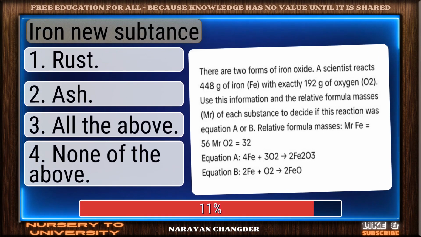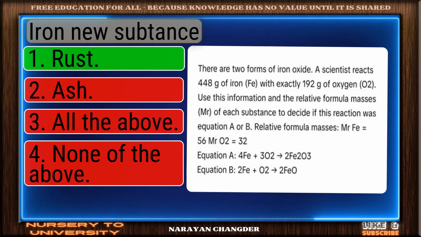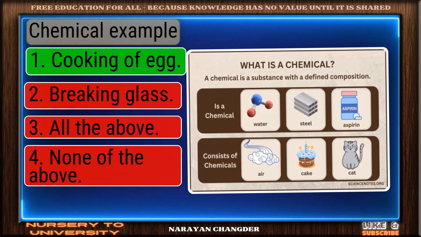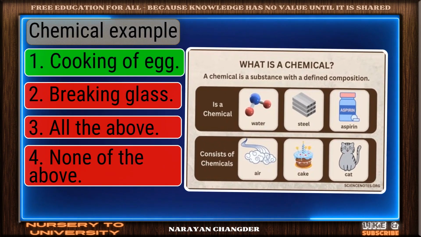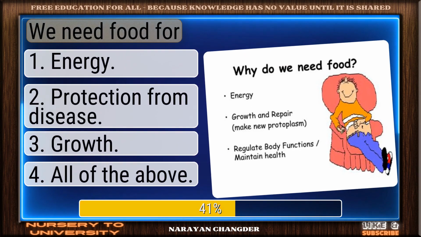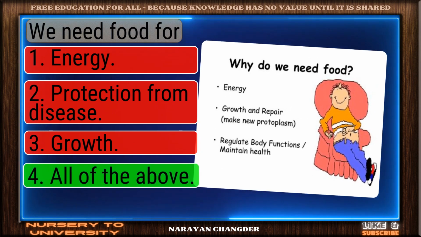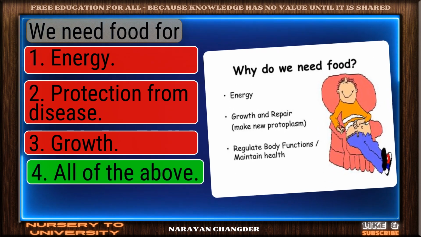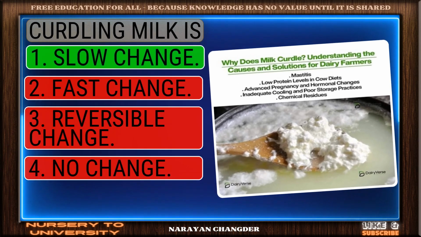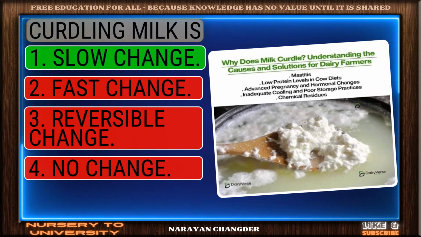Iron new substance. Excellent. Rust is a brilliant choice. Chemical example? Perfect. Cooking of egg is the correct choice. We need food for? Solid response. All of the above is a valid choice. Curdling milk is? Clear logic. Your choice slow change is sound and 100% true.